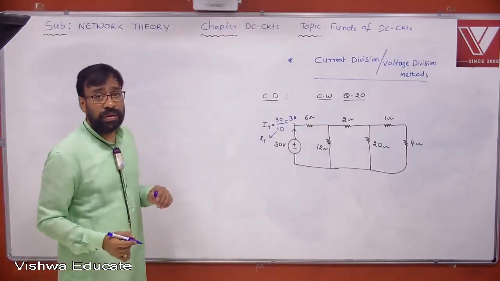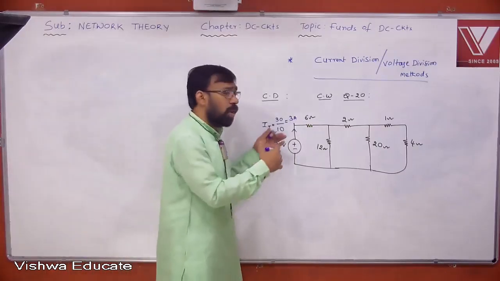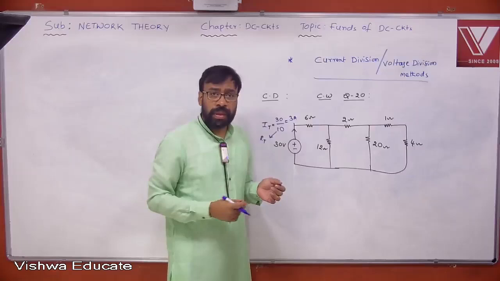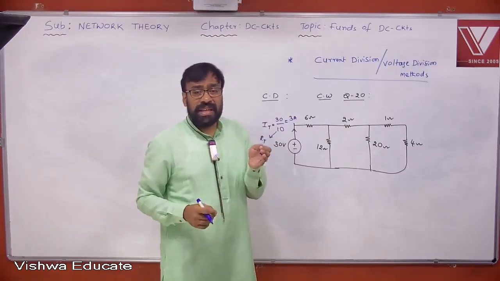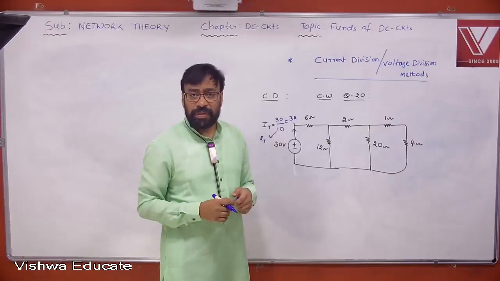Is it clear, all of you? Now we need to divide this current among all the elements. How do you divide the current generally? When does the current division happen? Tell me, all of you.